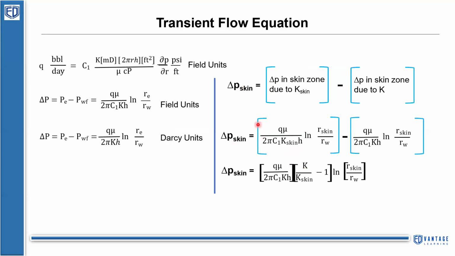So we generally derive it as a difference, and then we understand that delta P skin should be equal to the actual Q mu by 2 pi KH into constant times K by K skin minus 1 into ln r skin by rw. So this is a typical equation used to monitor or to understand what is your value of delta P skin, the additional pressure drop caused by delta P skin. It can be negative or positive.